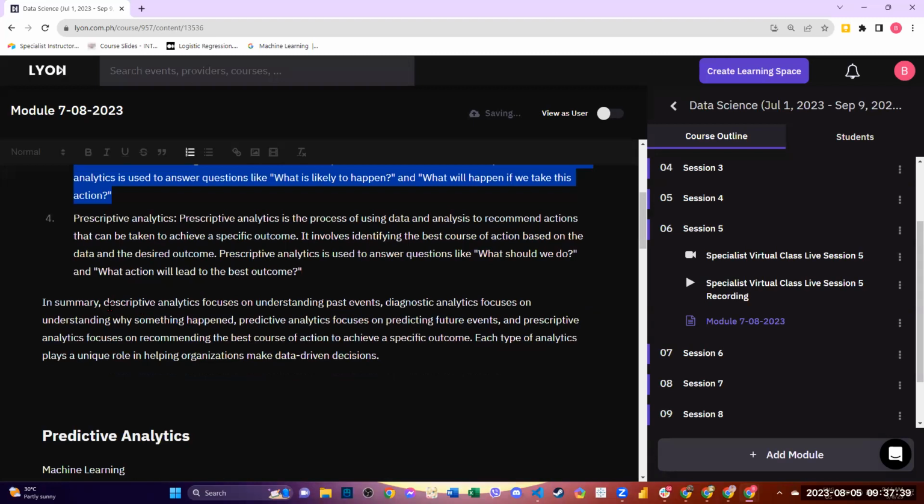So in summary, descriptive analytics focuses on understanding past events. Diagnostic analytics focuses on understanding why something happened. Predictive analytics focuses on predicting future events. And prescriptive analytics focuses on recommending the best course of action to achieve a specific outcome. Each type of analytics plays a unique role in helping organizations make data-driven decisions.